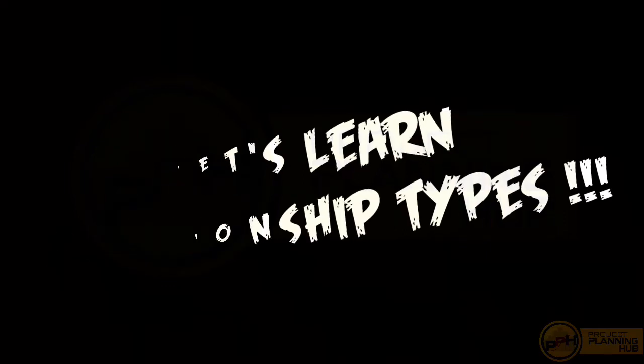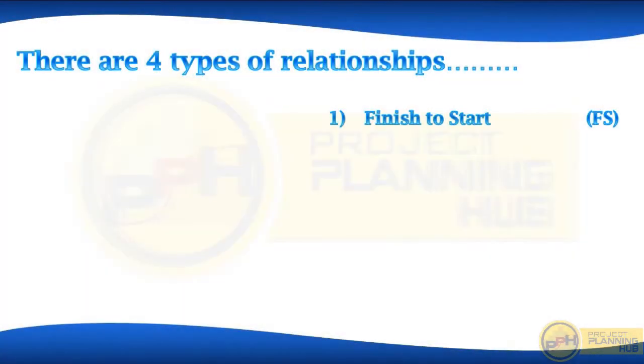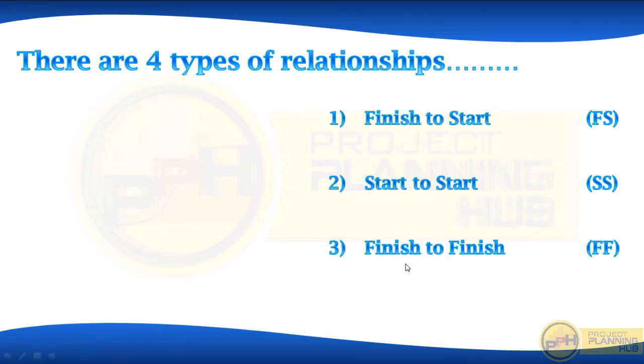Okay, now let's start. There are four types of relationships. First, finish to start, second, start to start, third, finish to finish, and last one, start to finish. These are the four combinations using start and finish. Okay. Now let's go into the details.